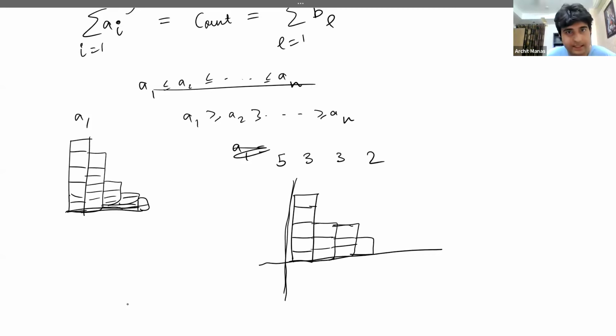And if you look at it, the sum of the ai is actually just the number of cells that this diagram has, right? So on the one hand, it's very clear what we're counting by the left-hand side. And now we would like to show that the right-hand side counts the exact same thing. So can anyone tell me why that is?